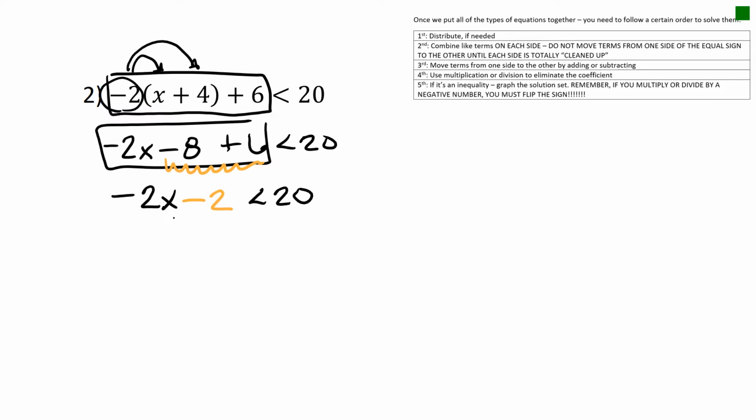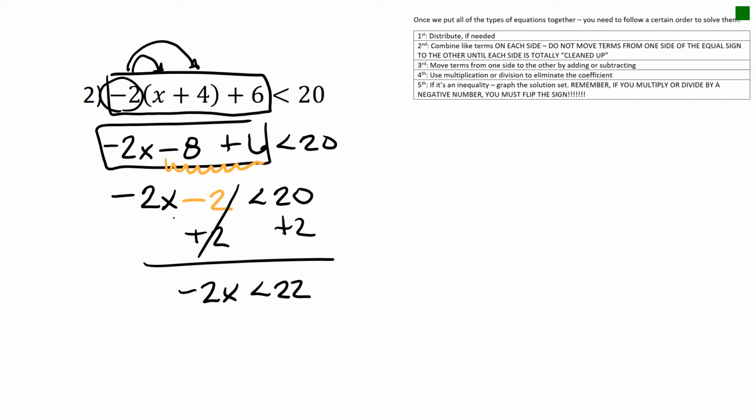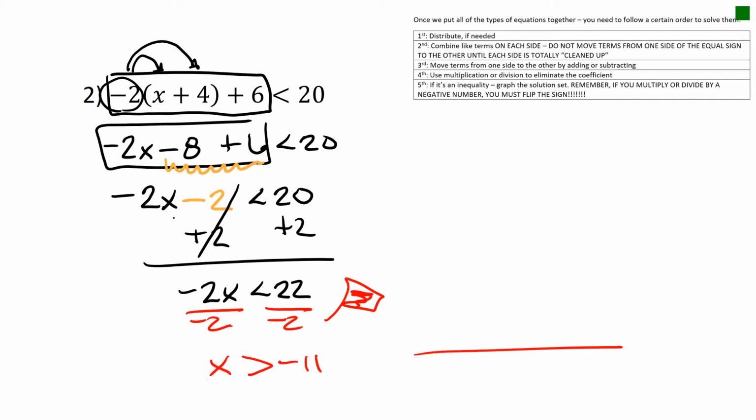At this point, you're down to what we did last time. You're down to a two-stepper, so you're just going to add 2 to both sides. Negative 2x is less than 22. You're going to divide by negative 2, and you're going to go, I multiplied by a negative, so I'm going to flip the sign. Okay, so negative 11 is not included, but everything bigger than negative 11 is.